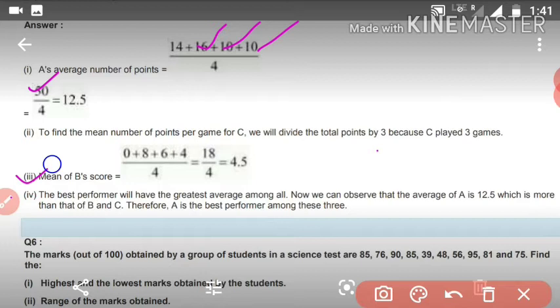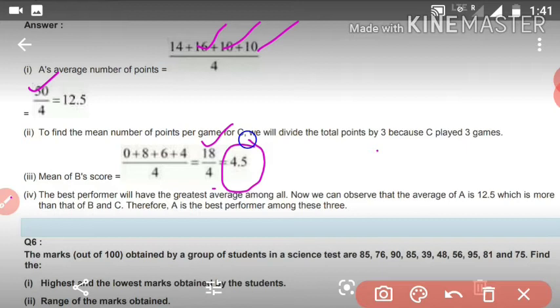In question number 3, we have to find the mean of B's score, isn't it? So first, how much? 0 plus 8 plus 6 plus 4, isn't it? You will get 18, and you have to divide by 4. Why do we have to divide by 4? Because player B played all the 4 games. That is why you have to divide by 4. Now 18 divided by 4, you will get 4.5.